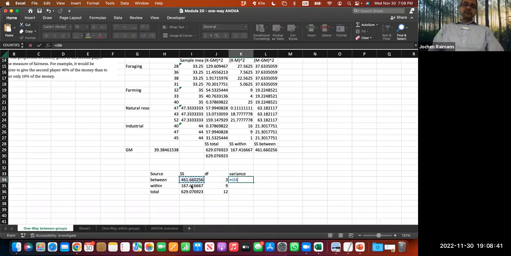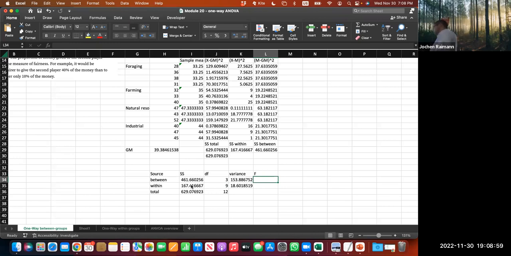This is nothing else but the sum of squares divided by our degrees of freedom. Equally, for the within, we can calculate our within variance as sum of squares divided by degrees of freedom. And now it's just a stone's throw away to get to the F, which is nothing else but the variance between divided by the variance within. This divided by this gets us to 8.27.